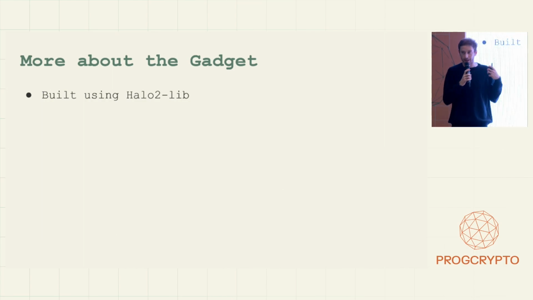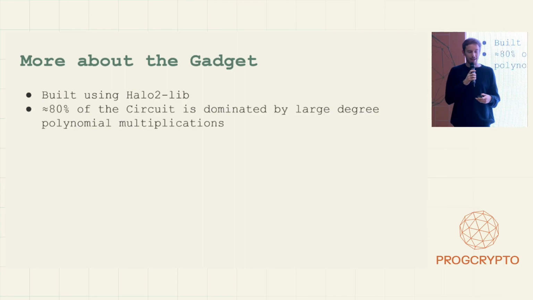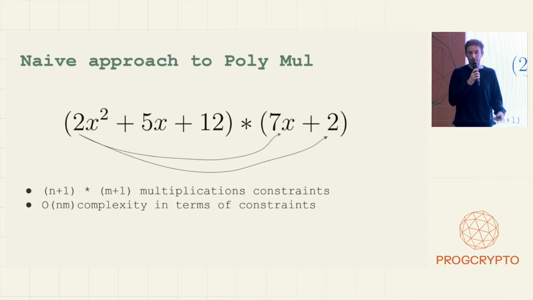More about the gadget. It was built using Halo2lib, which is a library built by Axiom on top of vanilla Halo2. And FHE encryption, BFV specifically, relies heavily on polynomial multiplication, as it is lattice-based cryptography. So we basically need to find a solution to make it efficient, especially the polynomial multiplication operation.